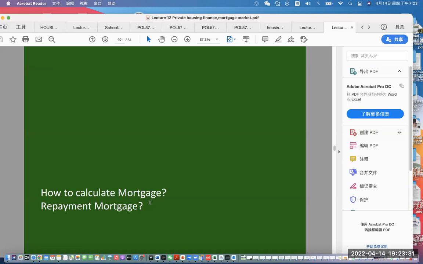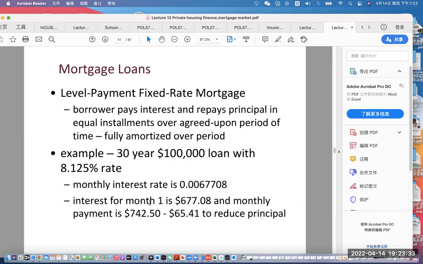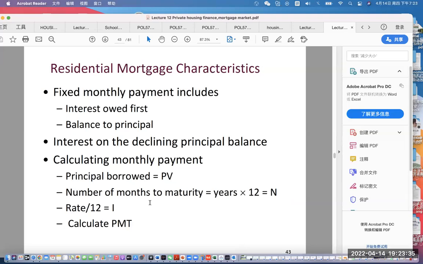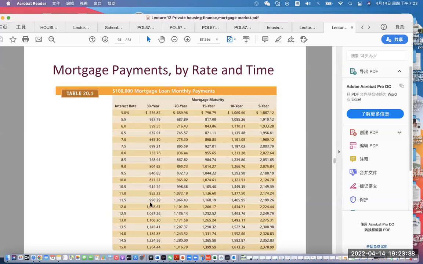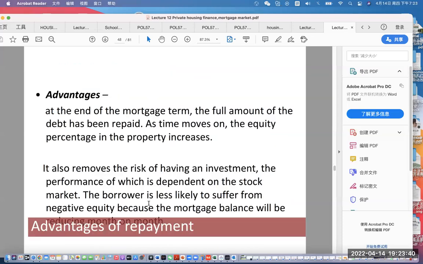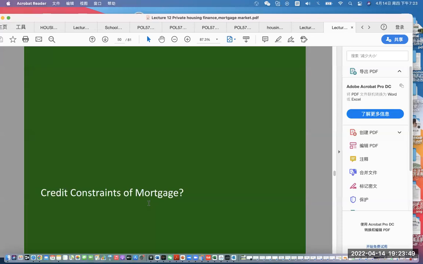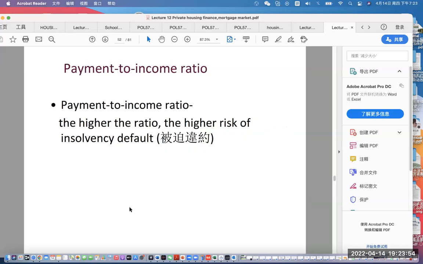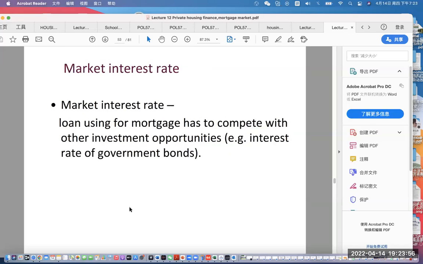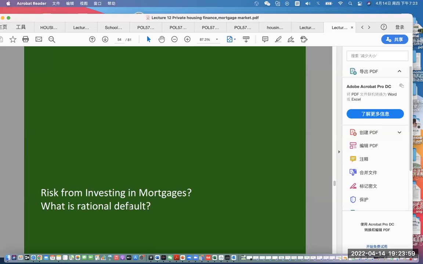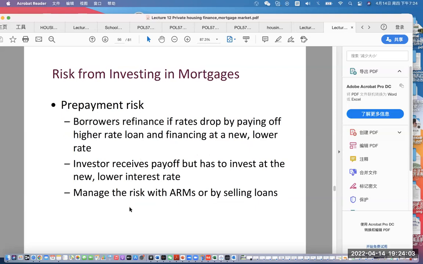And then we introduced the calculation of mortgages and repayment of mortgages, etc. This one, no need for you to calculate, but when you are introduced to an agent, you would comprehend what he or she really says about the advantages of this repayment and payment. What are the credit constraints for LTV, for PTI? What is solvency, right? What is the market interest rate, etc.? And rational default matters a lot in mortgages.